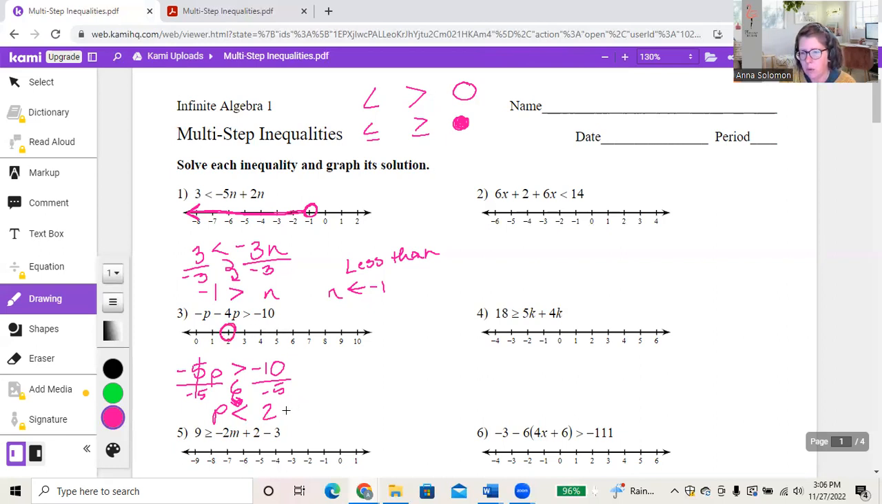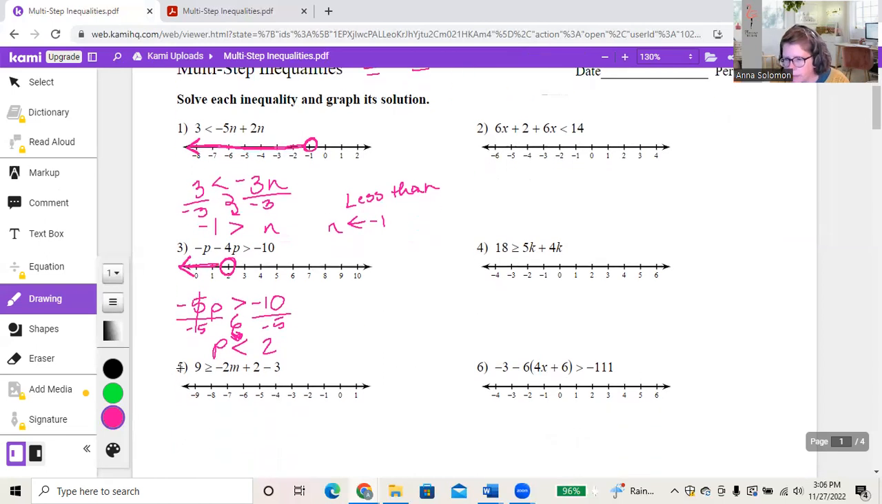All right, open circle because it's just less than, not less than or equal to. And then which direction am I going to go? The arrow is pointing to the left. But I can also just check it and say, okay, well, p is less than 2. 0 is less than 2. So I'm going to draw my arrow in such a way that it includes 0, because that's where the lesser numbers are. Okay. All right, let's keep rolling.